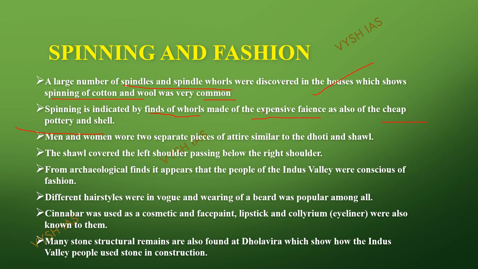Men and women both wore two separate pieces of similar attire, like a dhoti and a shawl. A shawl covered the left shoulder passing below the right shoulder, just as we see in the bearded man statue at the start of this video. The archaeological finds show that the Indus Valley people were conscious of fashion. It is an urban civilization and they were also conscious of fashion.